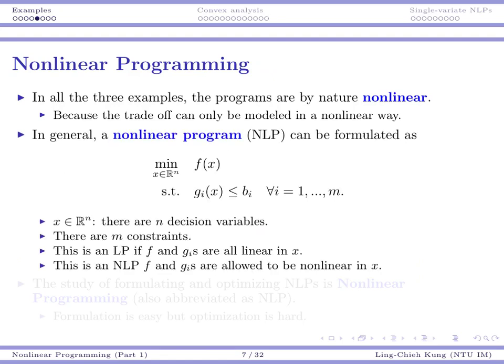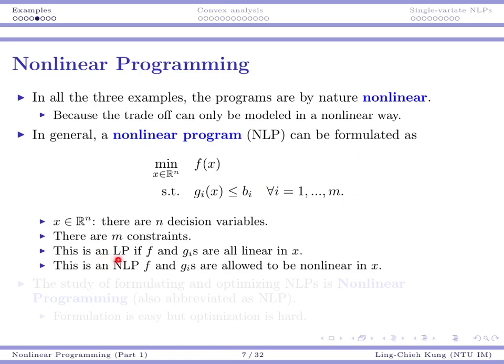In general, a nonlinear program can be formulated like this. There are n decision variables. Generally, we say they are real numbers, so that means they are continuous. And then there are m constraints. Each of them is expressed as gi of x less than or equal to bi. It doesn't matter whether inside gi there is a constant term or not. If there is a constant term, it can be put to the right hand side and combined with another constant term. Some people also prefer to write 0 here, but again, it doesn't matter.